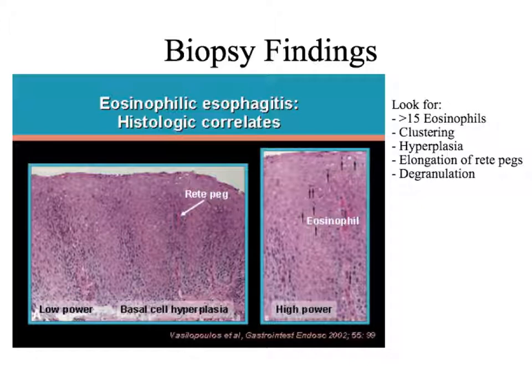So another thing you would look for is clustering. So if you have 3 or 4 eosinophils in a group, that's important to see. Hyperplasia, you can see how this has grown extreme, so the mucosal layer has just grown a lot larger than it normally is. And right here we have a demonstration of an elongated rete peg, and that's indicative in a biopsy. And then sometimes you're going to see the eosinophils that are degranulated, and sometimes they can be degranulated to the point that they are almost transparent.